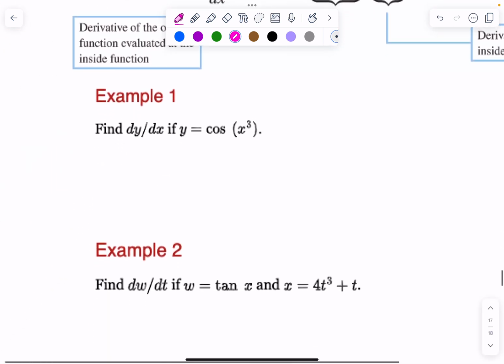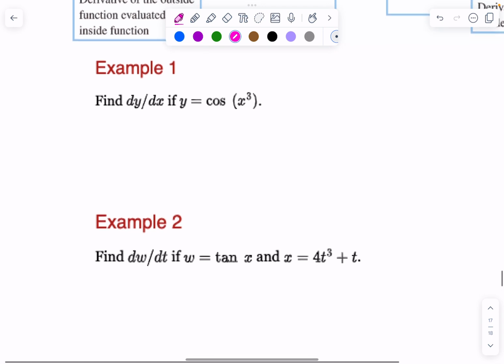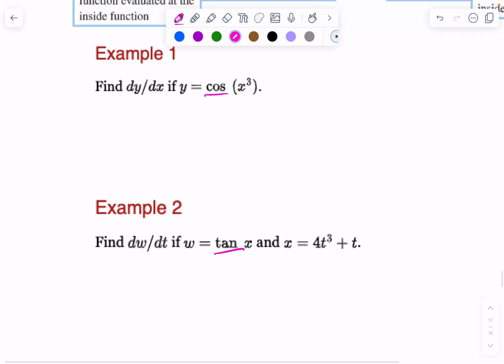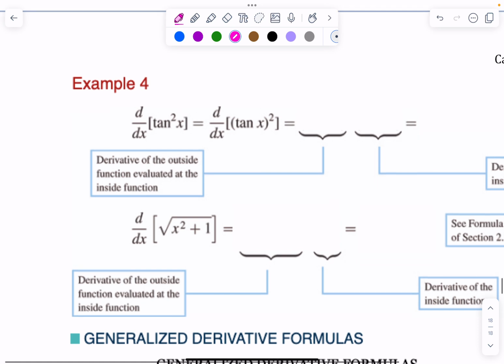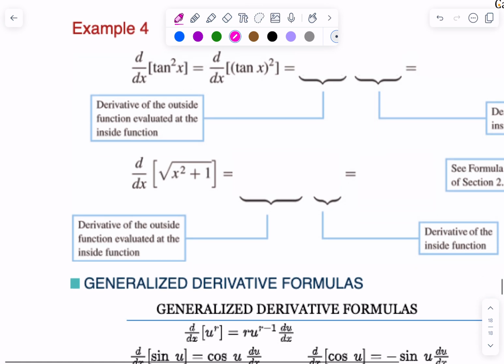Let's see. Oh, I don't want to do example 1, and I don't want to do example 2 because those have cosines and tangents, and we don't know how to do that yet. So I might make up some of my own examples. This one, example 4, on the next page, doesn't have a trig function like these do. I skipped over 2.5 because I want you to learn the chain rule first before we start to do trig function stuff to it.